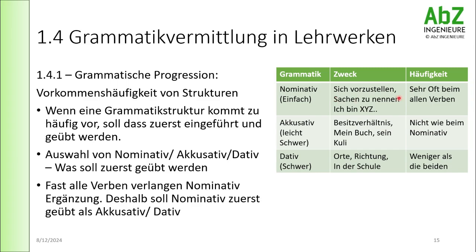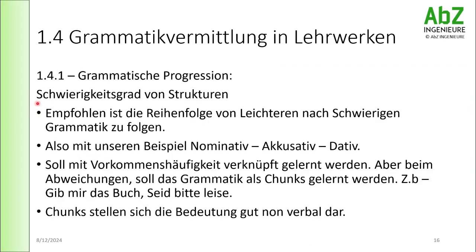So it is used for introducing yourself, it is used for naming things as well, and it is very often and always comes with verbs. So when you have a choice whether to introduce nominative, accusative or dative, then you must choose nominative because this is the one which comes very often. Almost all the verbs require a nominative completion. That's why you have to use the nominative first and then go with the accusative and dative next.